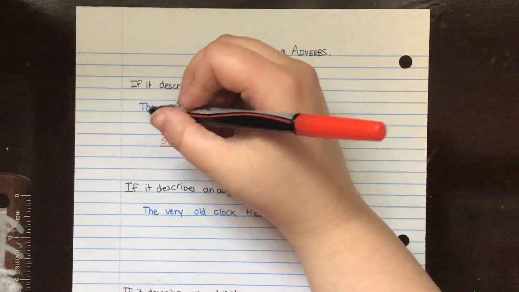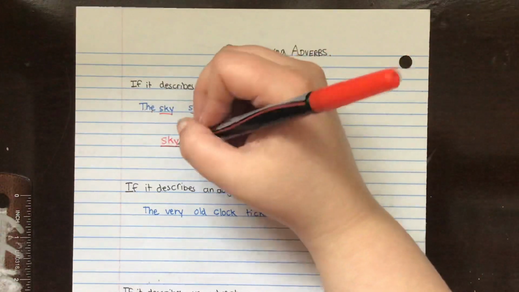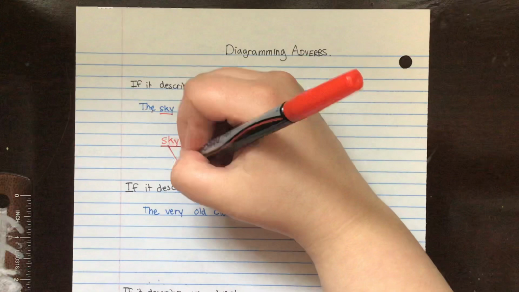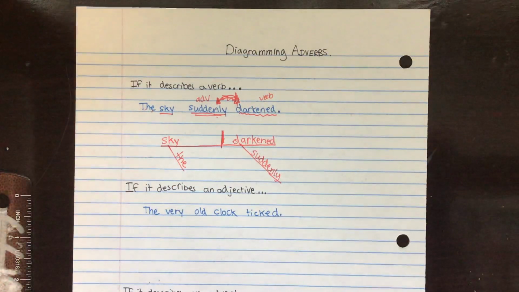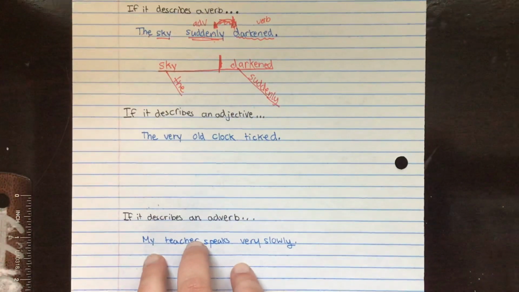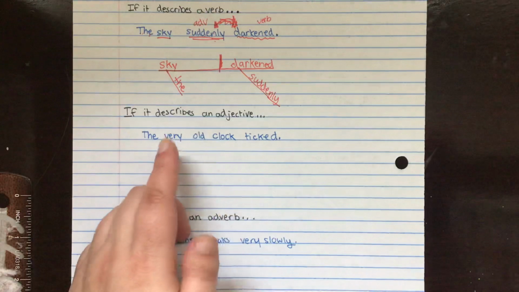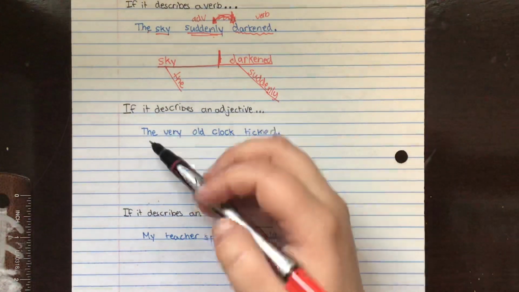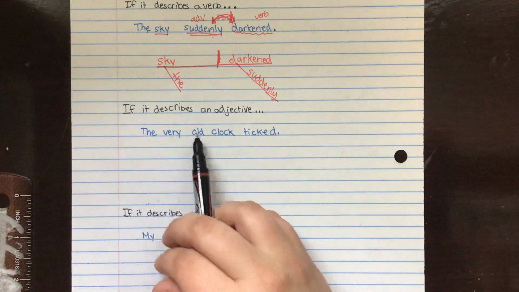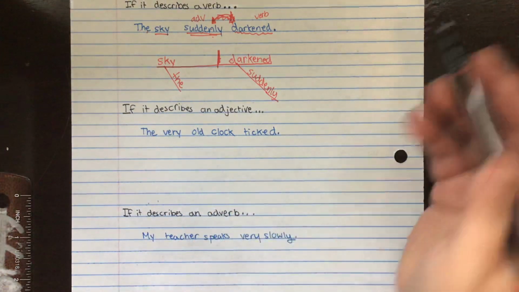Now we also have the word the here. The is describing the sky. So off of sky, we're going to put the, just like that. Okay? Let's try the next one. In this one, our adverb is going to describe an adjective. So in this one, here's our sentence. The very old clock ticked.